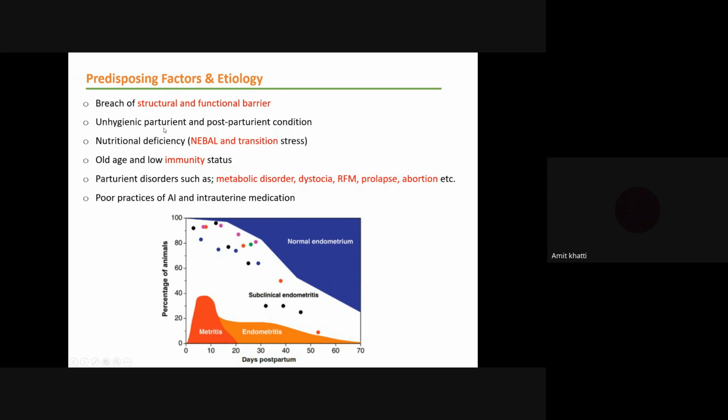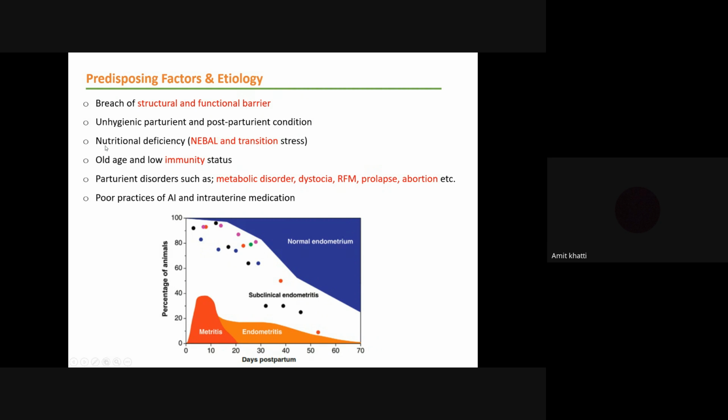And secondly, we generally support the microbial organisms by providing an unhygienic environment or circumstances during the event of parturition. Okay, so if post-parturition conditions are not sanitary, not properly or scientifically managed, then those microbial organisms will have this favorable opportunity to grow or enter inside the uterine layers.